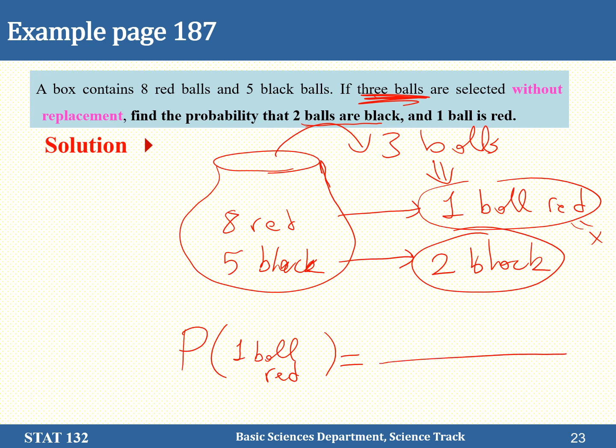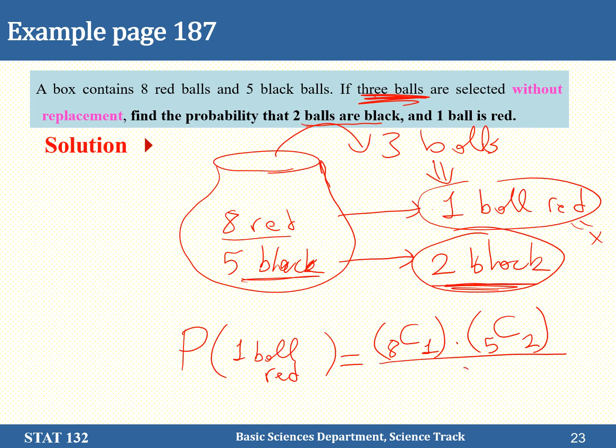And it will be, okay, how many ways can you choose 1 ball from 8? So 8 choose 1. It's the number of ways we can choose one red ball from 8. And the number of ways of choosing 2 out of 5. So we found the ways of choosing 2 blacks from 5 blacks.